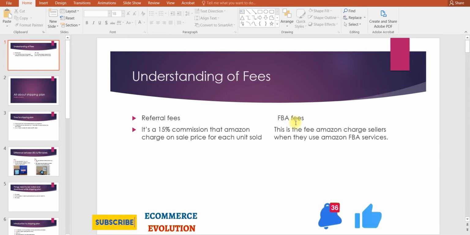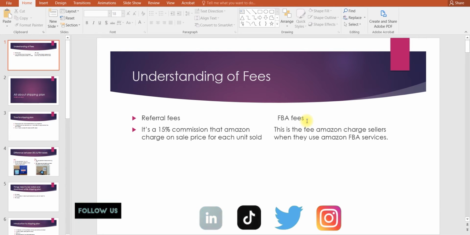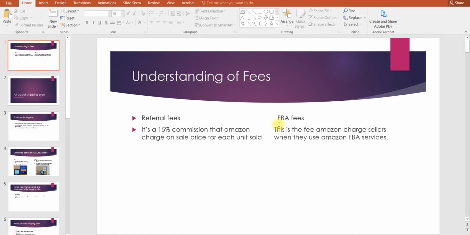And the same, there are FBA fees if you are opting for the FBA services of Amazon. So Amazon will be charging FBA fees as well. These FBA fees Amazon charges only when you use FBA services. A seller who is working on the FBM model is exempt from these fees. So let's see in the seller central where we can see these fees.